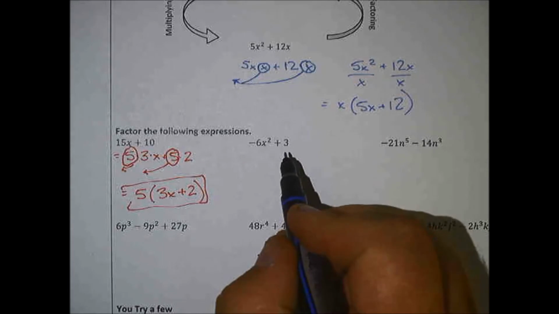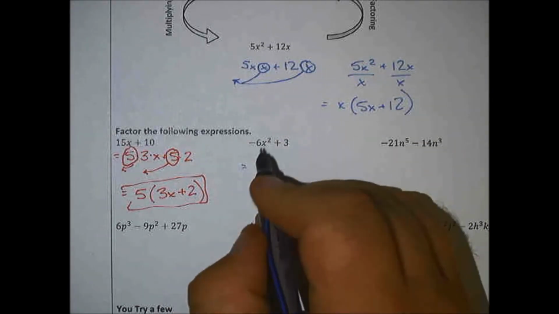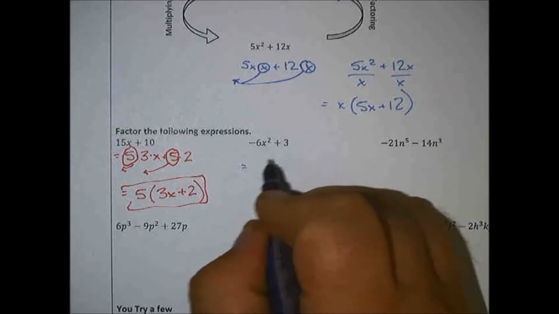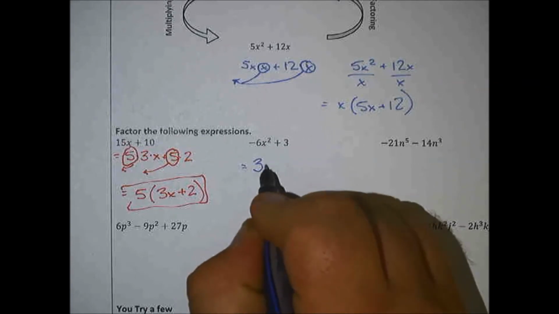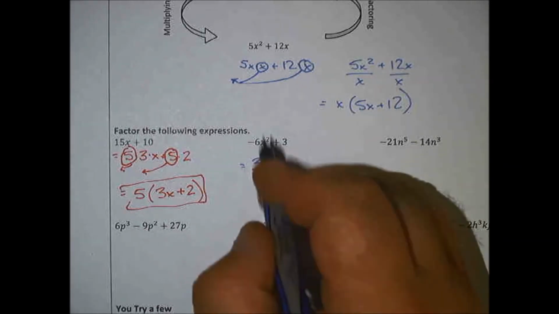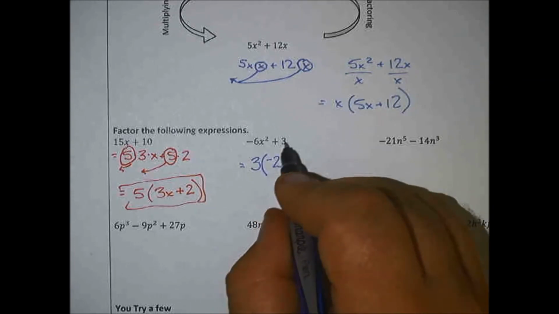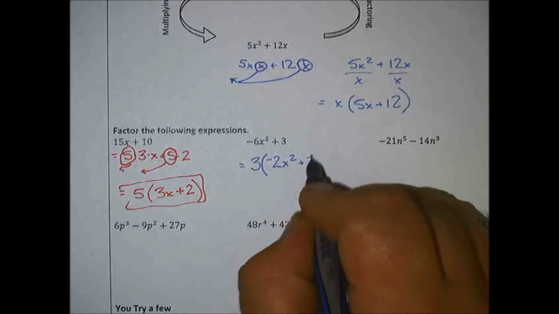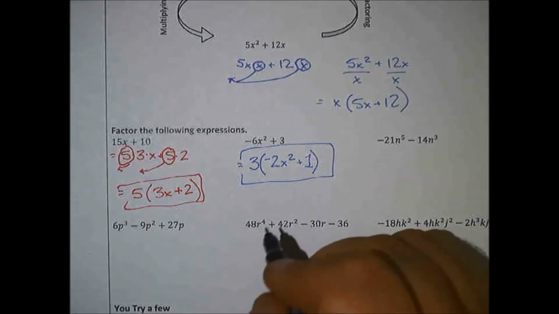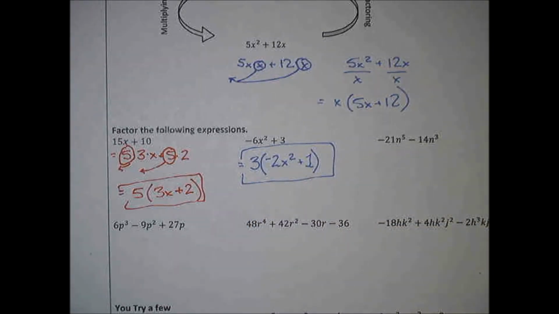Let's go with this one. It looks like they're both multiples of 3, right? Okay, well, I can do that then. Negative 6 and 3. Whatever that common factor is, I think it's 3. I'm going to put it out in front. And then negative 6 divided by 3 is negative 2. Then there's the x squared there. And then what's 3 divided by 3? Well, that's plus 1. And that's my answer. That's all you have to really write. If you wanted to check it, you could just multiply that back out and see if you get what you started with.